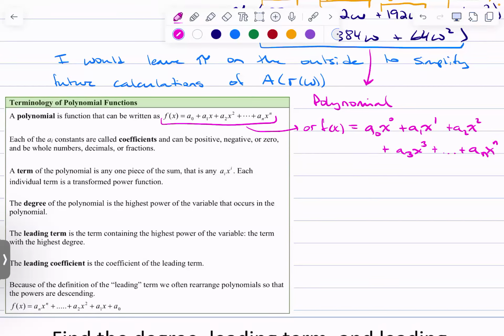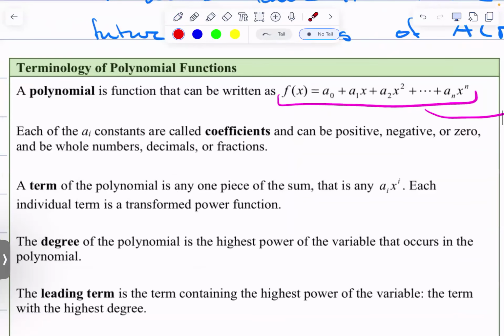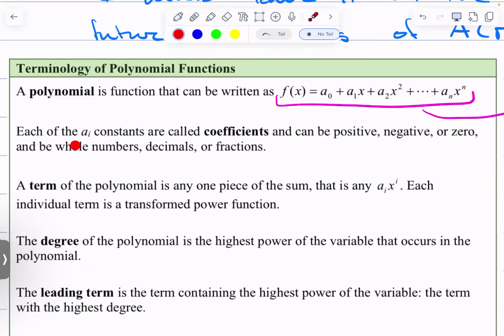So usually we don't write the x to the 0 and we don't write the power of 1, but they're technically there. Each of these a subscript i's, just a generic a, is a constant, called a coefficient, and they can be positive, negative, or zero. They can be whole numbers, decimals, fractions, anything that you want.